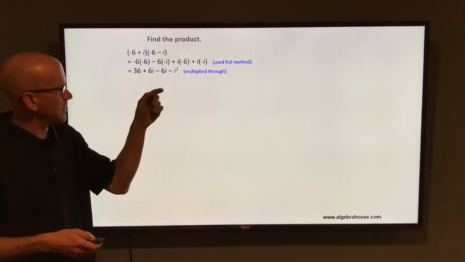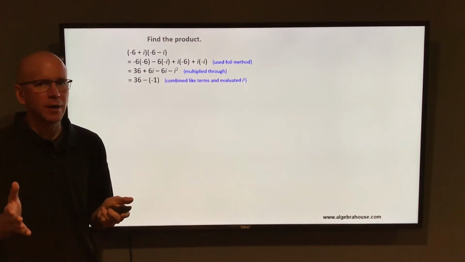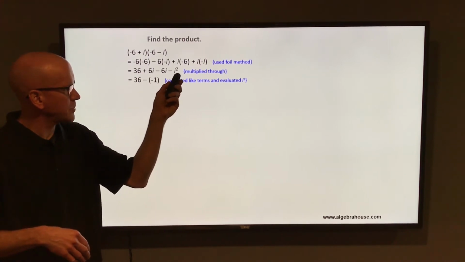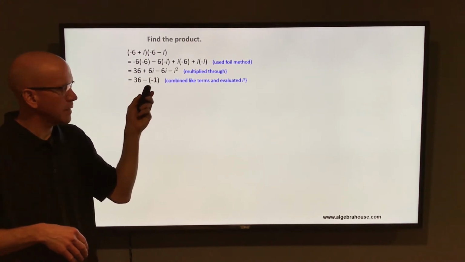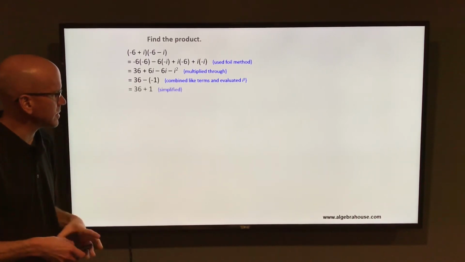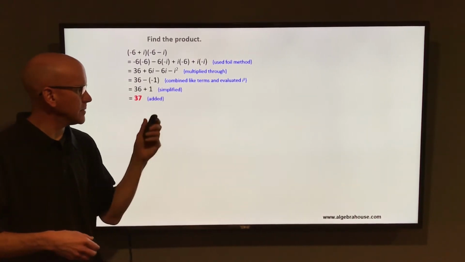So 6i, negative 6i, that makes 0. Those knock each other out. i squared is negative 1, so that would be minus a negative 1. Watch your signs there. Minus i squared is minus a negative 1. 36 minus a negative 1, that'd be 36 plus 1, and that is 37.